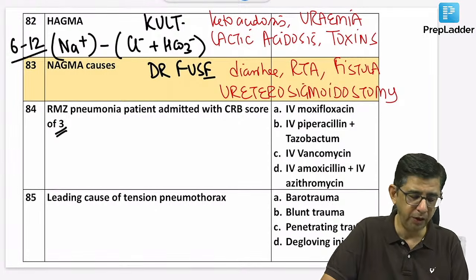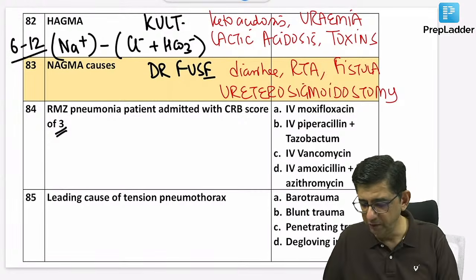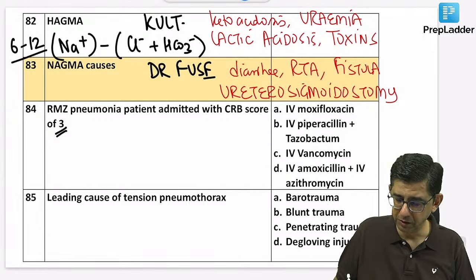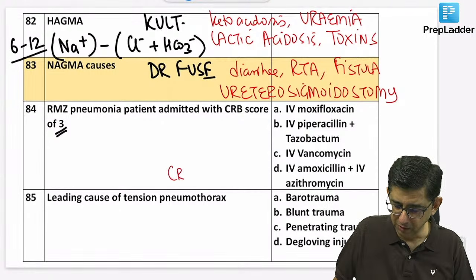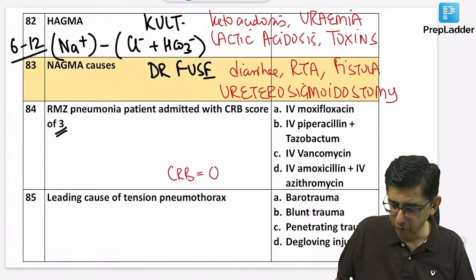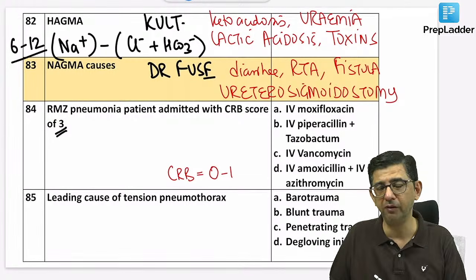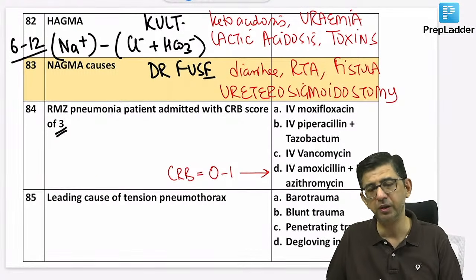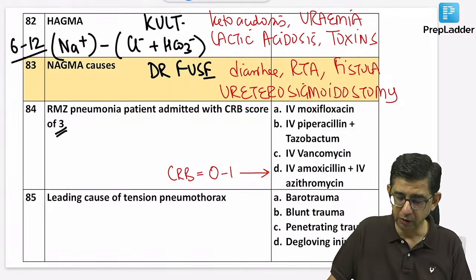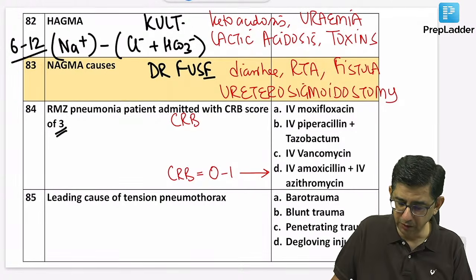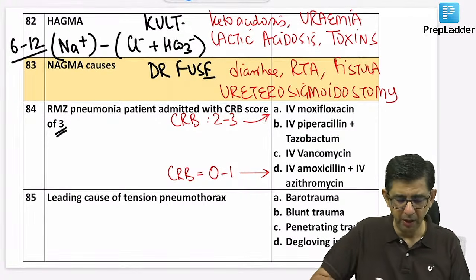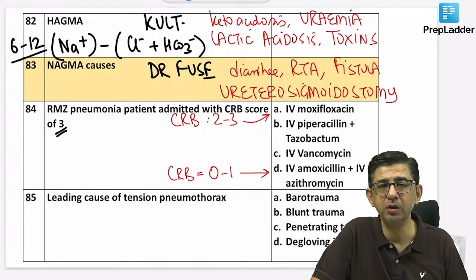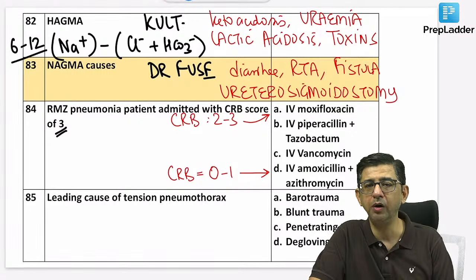For routine community acquired pneumonia, what we will do is, if the CRB score of the patient is turning out to be 0 to 1, with 1 being age, then the answer would be amoxicillin with azithromycin. But if the CRB score of the patient is 2 or 3, then the drug that we use is respiratory fluoroquinolones. And the respiratory fluoroquinolones that we use on the patient are moxifloxacin or levofloxacin.